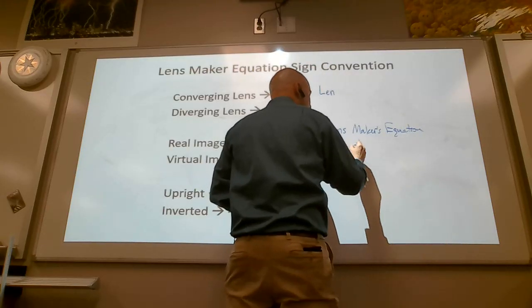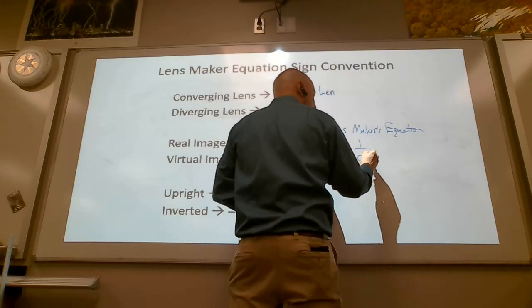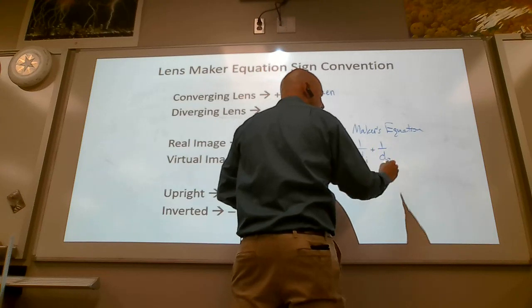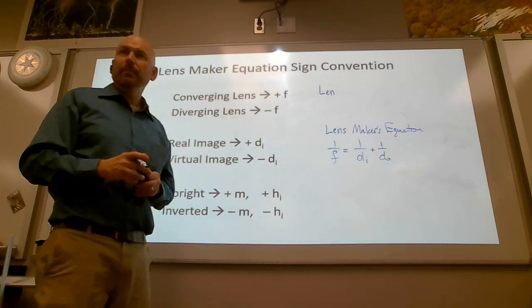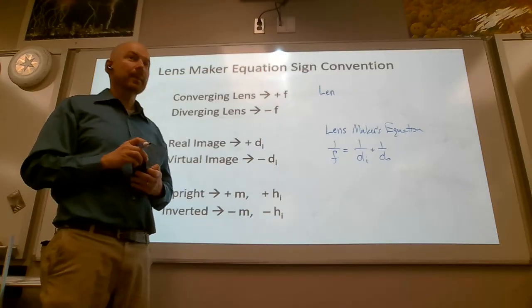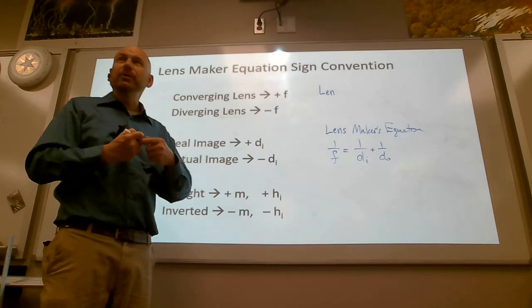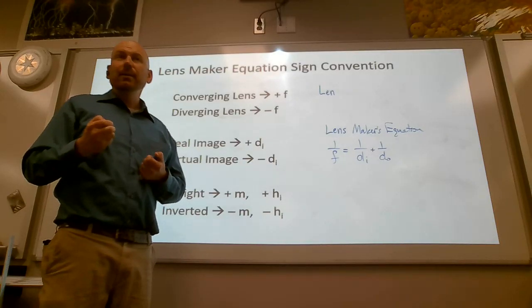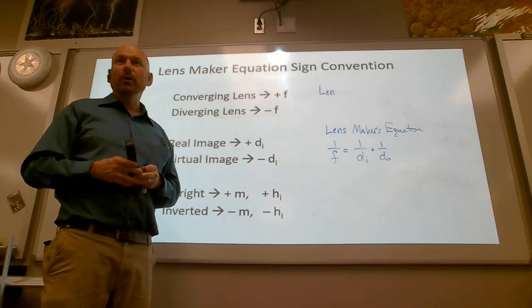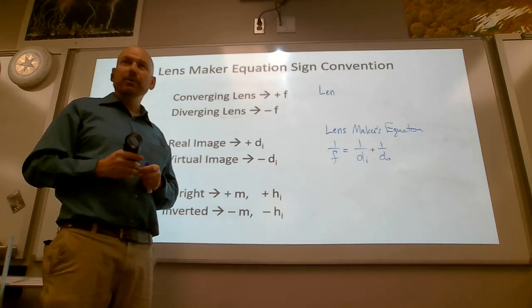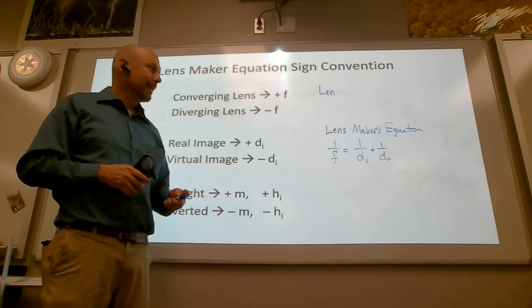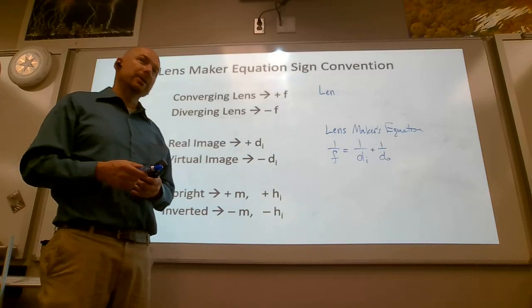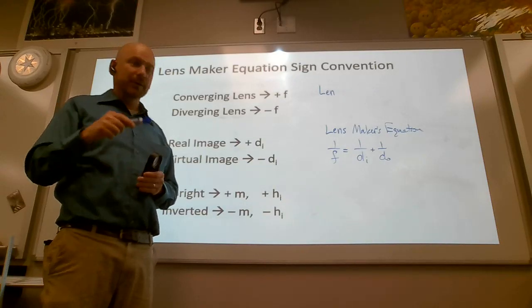1 over the focal length is equal to 1 over the image distance plus 1 over the object distance. Okay? It has a similar flavor to resistance in parallel. Remember the 1 over R plus 1 over R equals 1 over R, that thing? Same kind of trick, same calculator button, the inverse button.